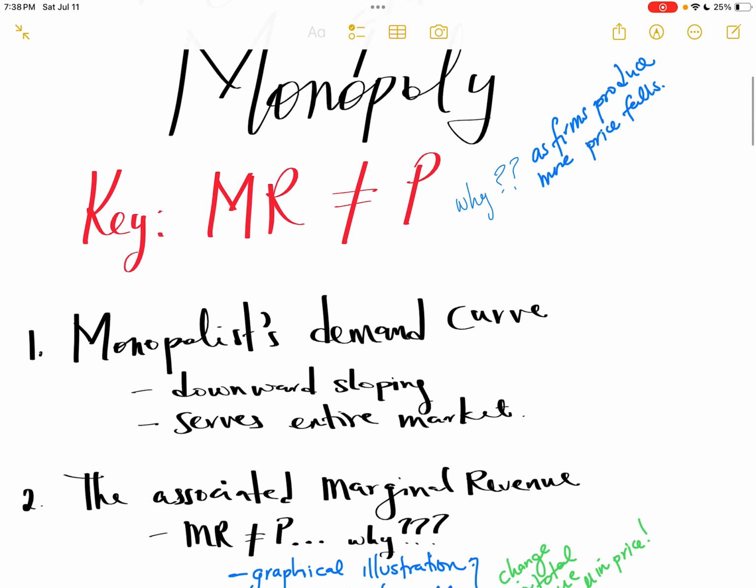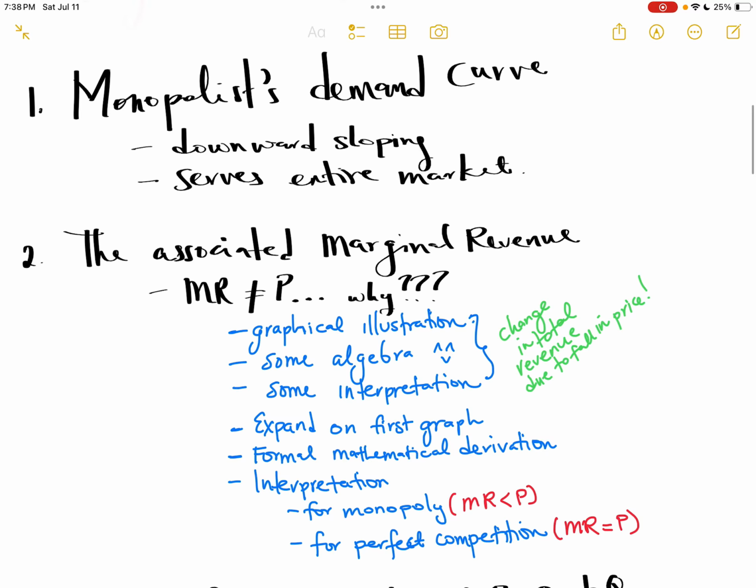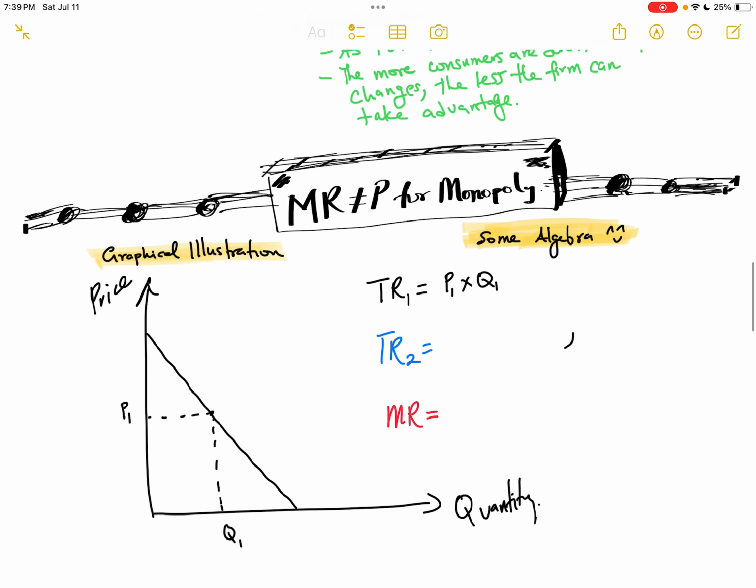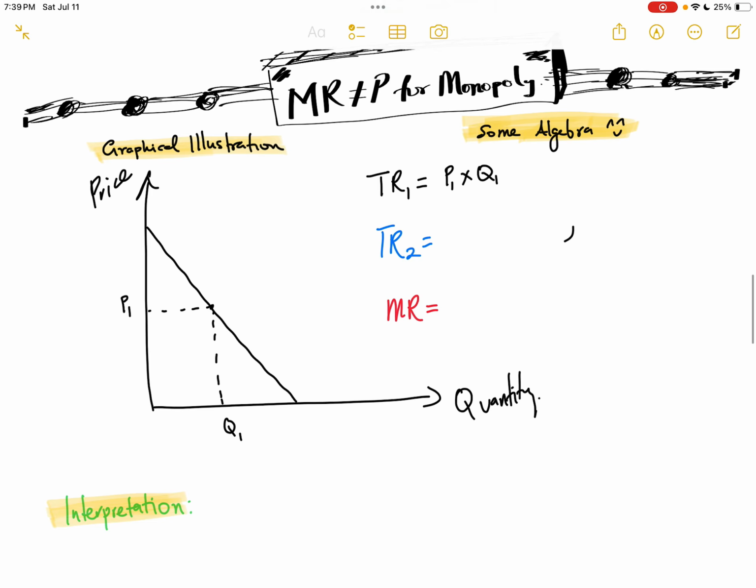Okay, now the associated marginal revenue, since marginal revenue is not equal to price, what is marginal revenue here? Well, I will show you a graphical illustration of marginal revenue. We'll do some simple algebra to try to understand it and look into some interpretation. And then I'll follow that up with a formal mathematical derivation for marginal revenue where we plug and chug using the marginal revenue formula. Well, you'll see. It does take time to run you through all of this, but let me get in there.